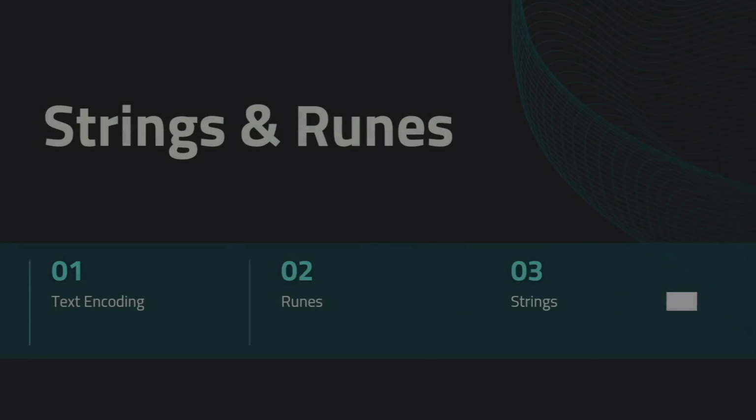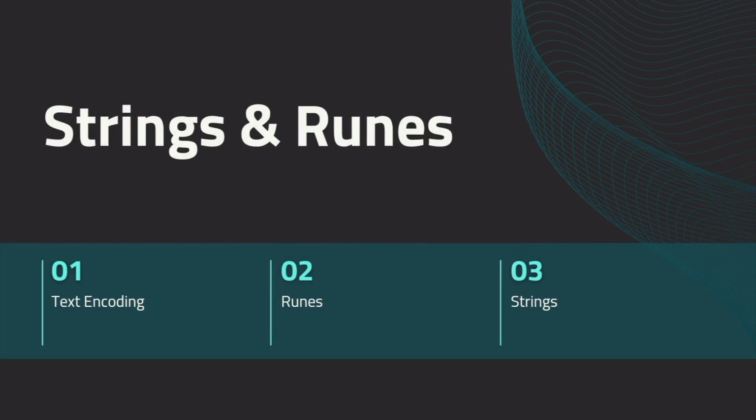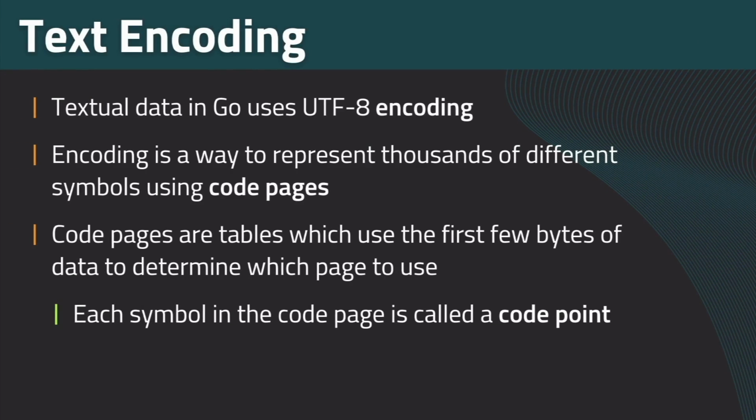Enjoy! In this video, I'll be discussing strings and runes, including text encoding, about runes, and about strings. First, let's talk about text encoding. Textual data in Go uses UTF-8 encoding. And encoding is a way to represent thousands of different symbols using code pages. Code pages are tables which use the first few bytes of data to determine which page to use. And each symbol in the code page is called a code point.